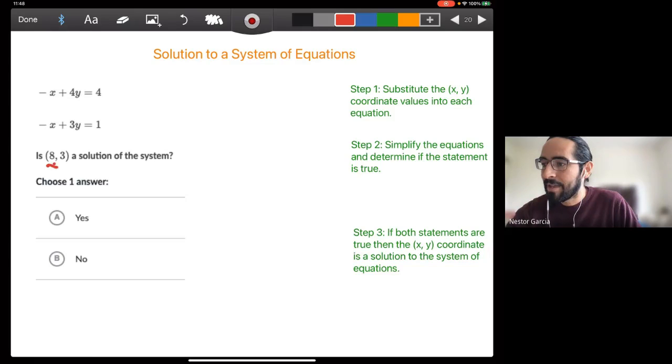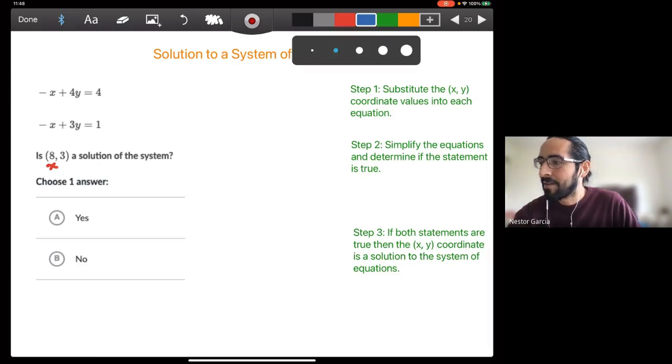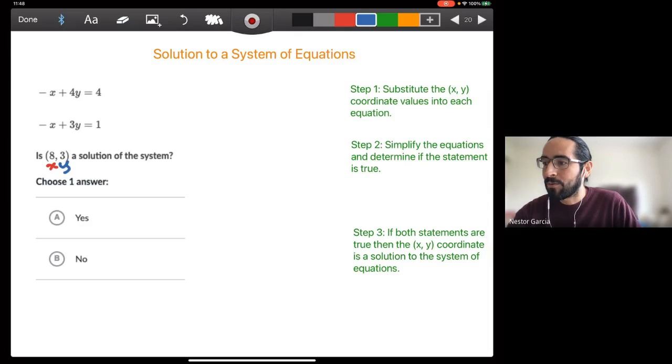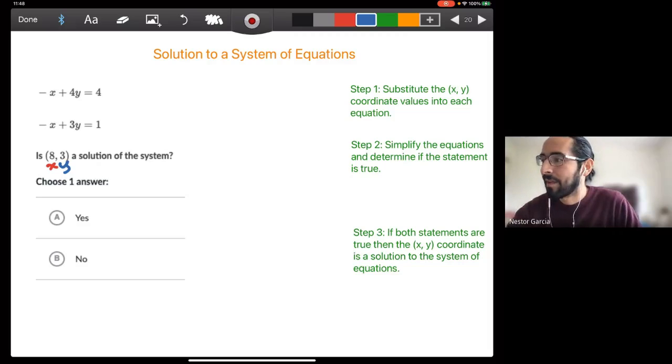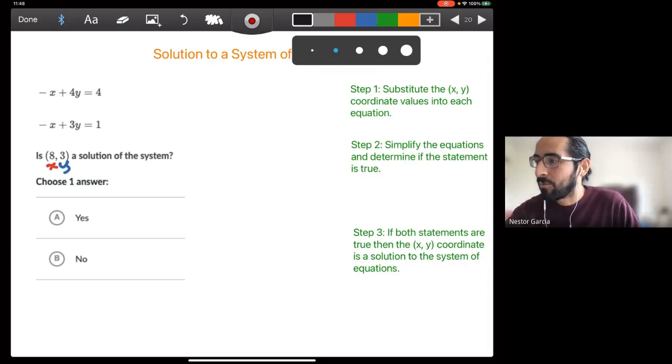The 8 is our x value, given as (8, 3), and the 3 is the y value. Is (8, 3) a solution of the system? We want to know, are these x and y values going to make these equations true? So we want to substitute, as it says here, the x, y coordinate values into each equation. I'm going to start by rewriting the first equation right here.